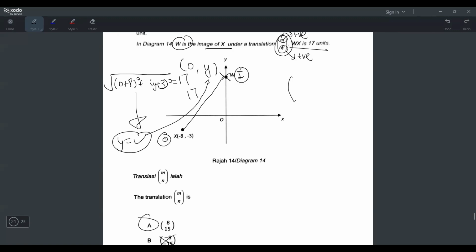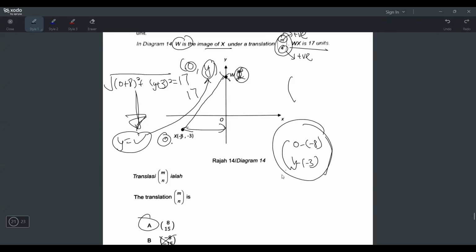And then after you get your y coordinate, you masuk sini lah. Lepas masuk sini, you ambil, because this is the image, right? And then you ambil 0 minus negative 8 to get how many kotak from here to here. Okay? But you must take image punya x coordinate tolak object punya x coordinate, not the other way. And then for the bawah punya number, you will take y minus negative 3, right? But you need to know your y first lah. That's why you have to do what you need to do. Tapi kalau you buat guna cara ni, you dapat A juga, right? You dapat A juga, believe me.